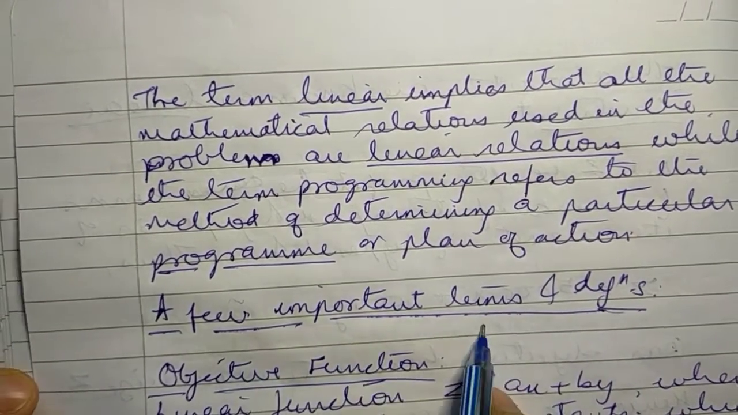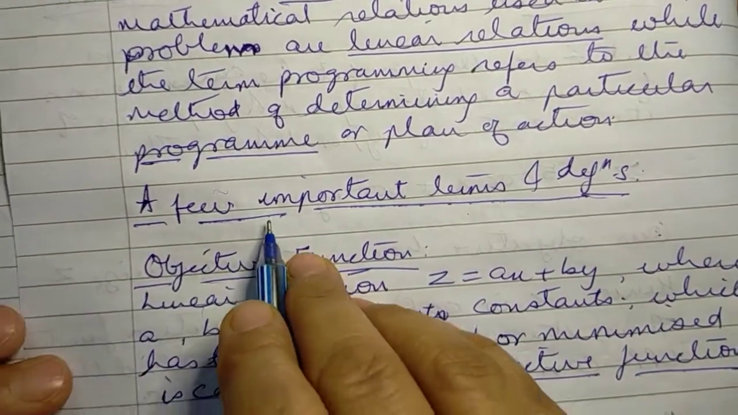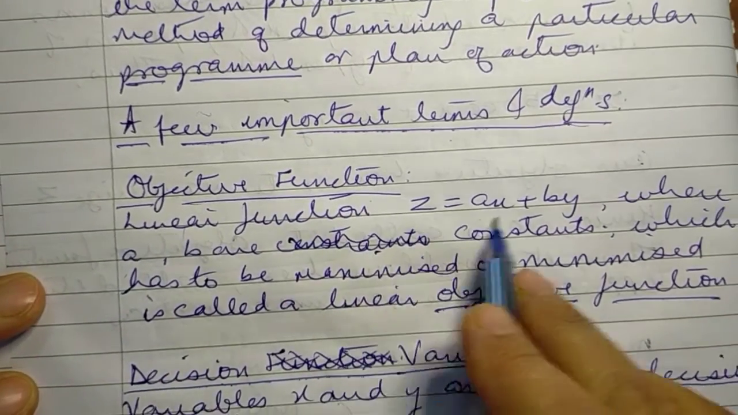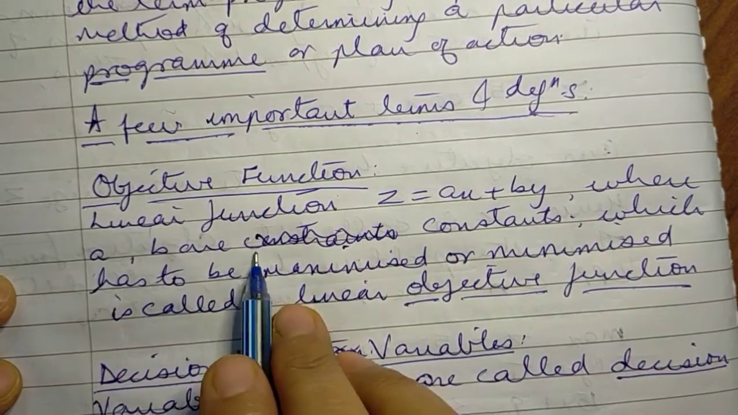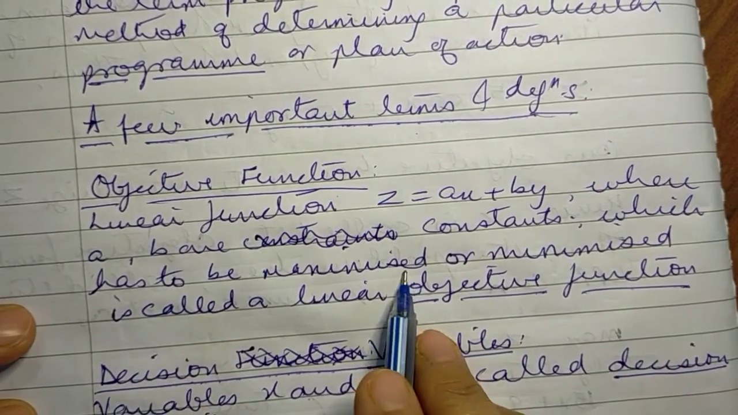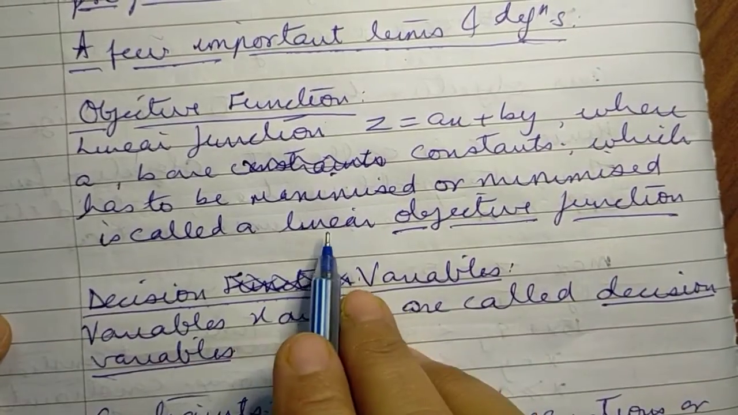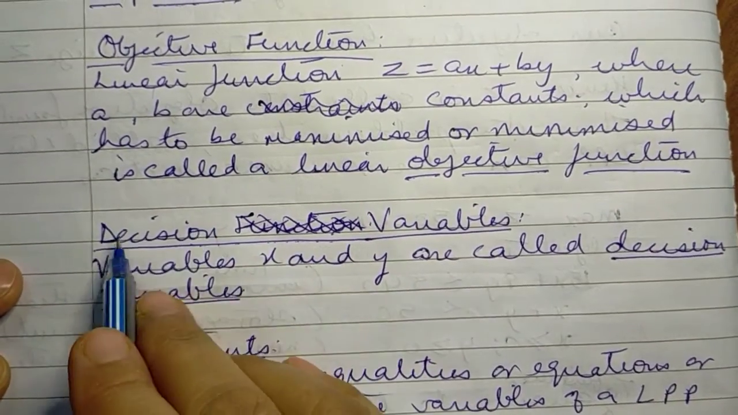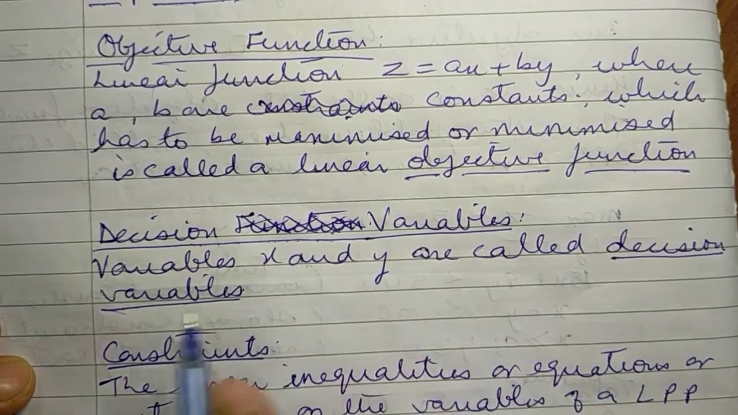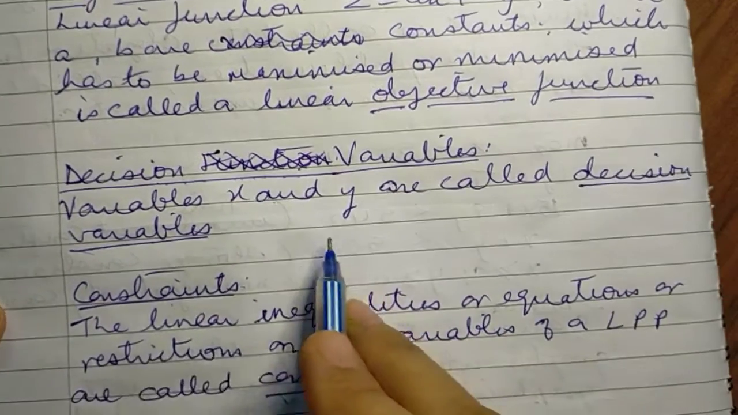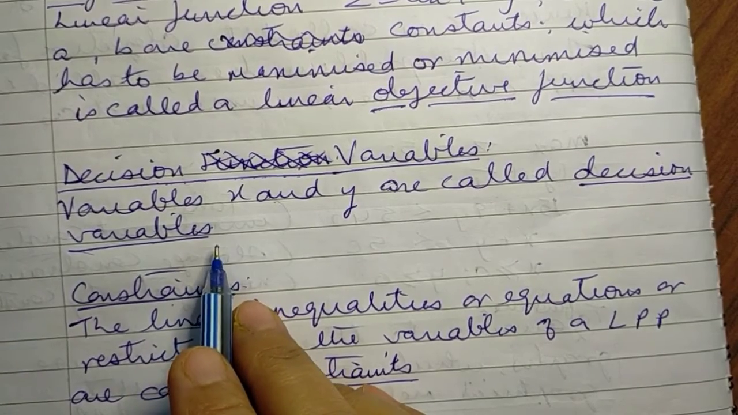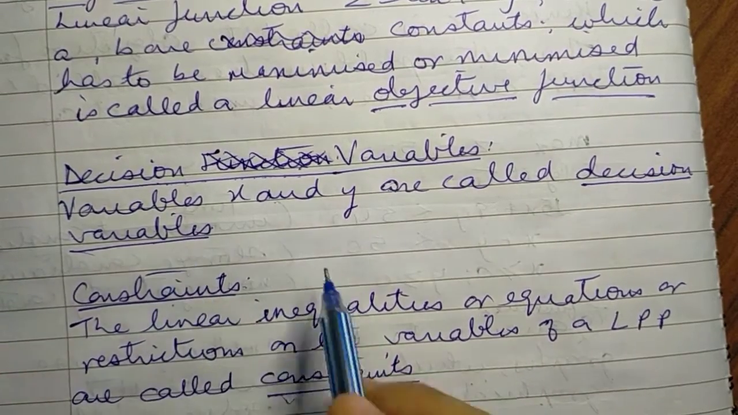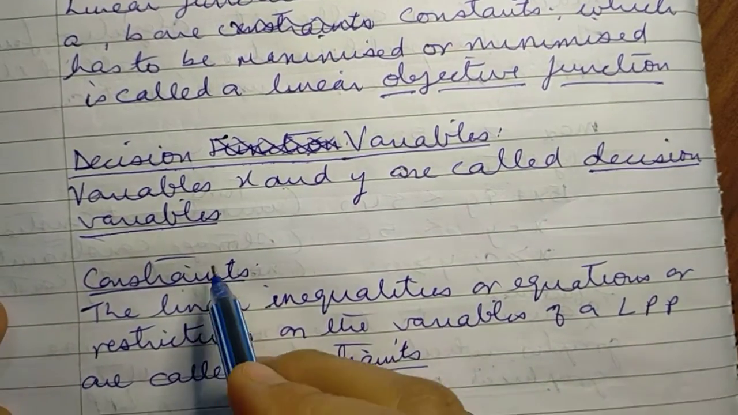Now, a few important terms and definitions, let us discuss them. First is the objective function. The linear function Z equal to ax plus by, where a and b are constants, which has to be maximized or minimized, is called the linear objective function. The next term to be considered is decision variables. Variables x and y are called the decision variables, which help us in deciding how many units of x and how many units of y should be considered.